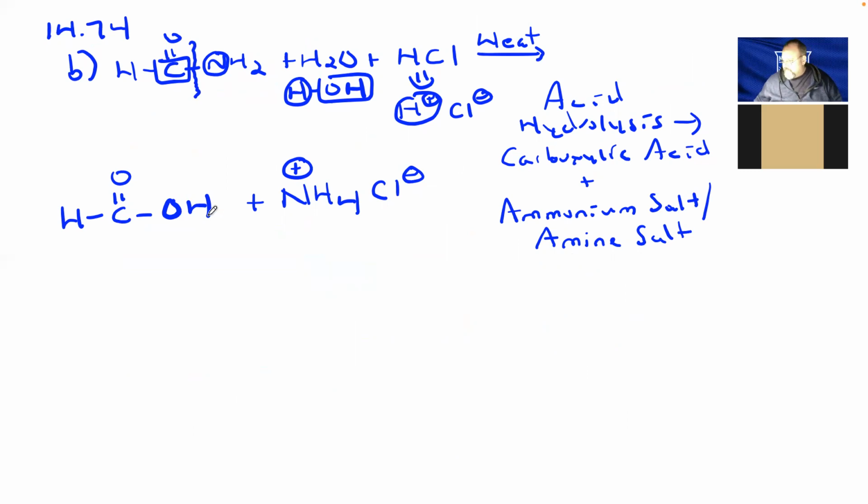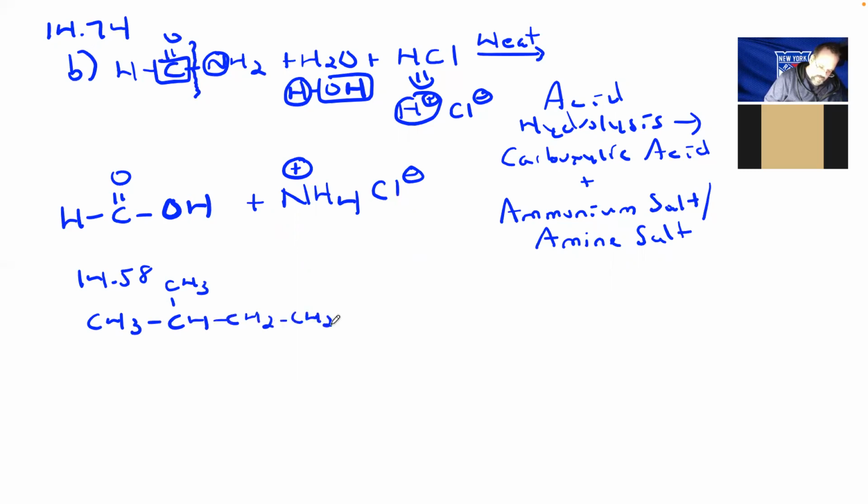Okay, no problem. All right, so I think that really covers the gamut of the reactions. So let's take a look at some naming examples. Let's start with 14.58. Here's our first: CH3, CH, CH3, CH2, CH2, C double bond O, OH.